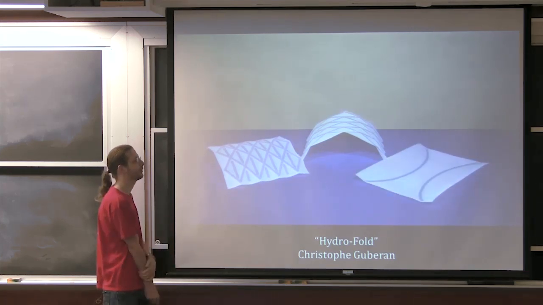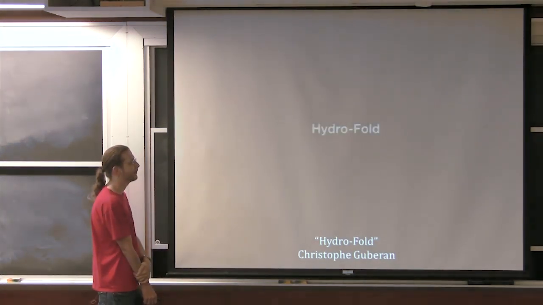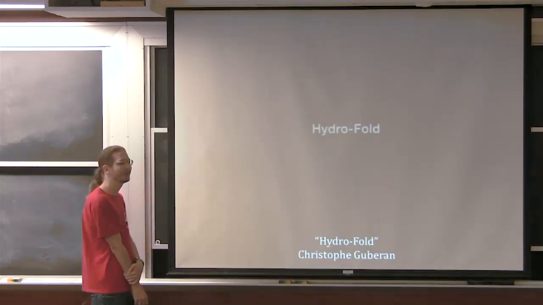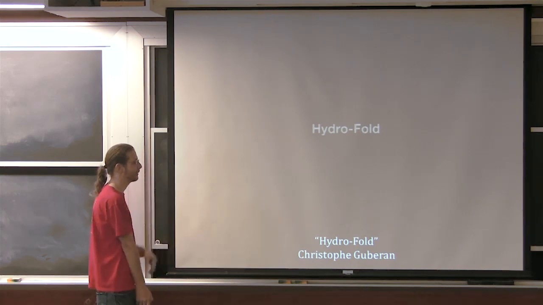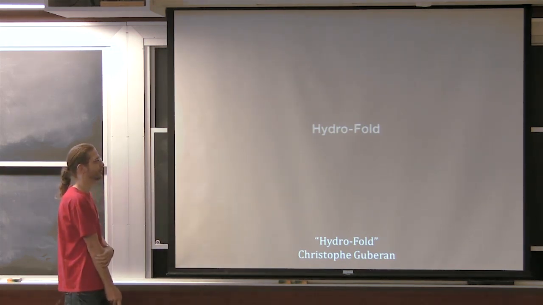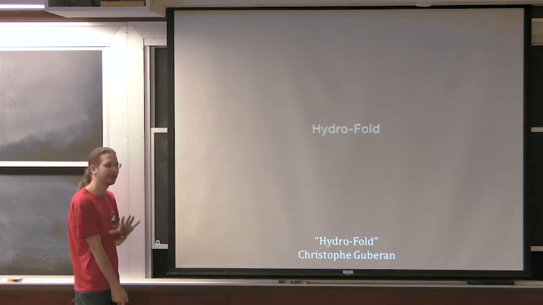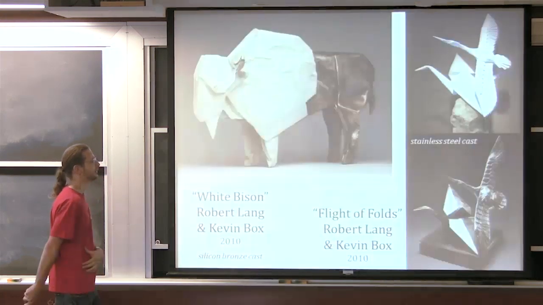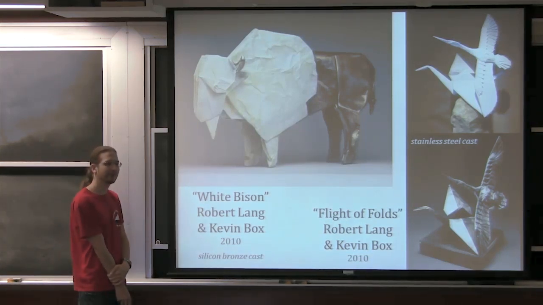You can't get 180 degree folds, but you can get some pretty nice creases. I don't know exactly how much accelerated that is, but he's hopefully visiting MIT later on, and we'll find out more. So it's using regular paper, but a different folding style, different material for folding. You can also take casts of existing paper models.